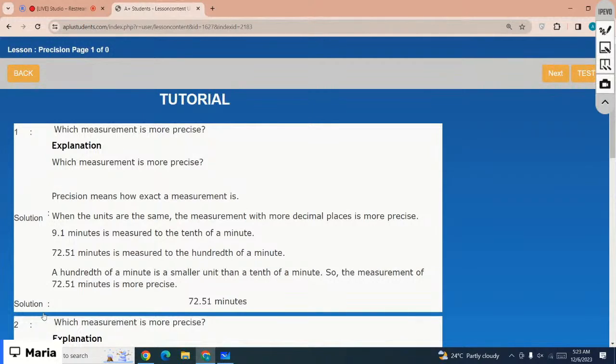Like you have to compare 9.1 and 72.51, right? When the units are the same, the measurement with more decimal places is more precise, right? Because you can see 72.51 minutes is measured to the hundredths of a minute, right? Hundredths of a minute is a smaller unit than tenths of a minute. So the measurement of 72.51 minutes is more precise, right? The one that has more decimal values is more precise.